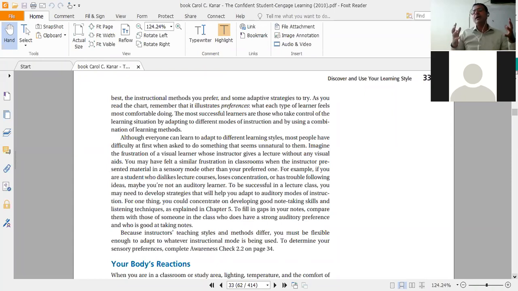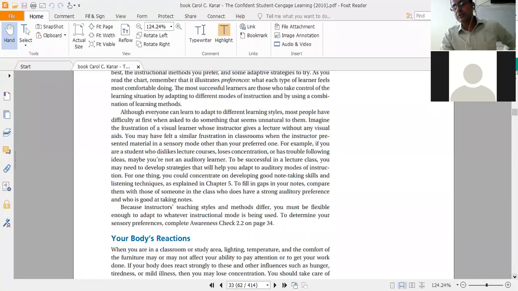तो अच्छा लर्नर वही है जो विजुअल भी हो, एट द सेम टाइम ऑडिटरी भी हो और बाय डूइंग, तीनों को यूज करें. लेकिन अगेन इसमें भी कुछ जो होते हैं उनकी कुछ सेंसेस ज्यादा अच्छा काम कर रहे होते हैं, वो विजुअल ज्यादा होते हैं या ऑडिटरी ज्यादा होते हैं या टेक्टाइल ज्यादा होते हैं. लेकिन अच्छी चीज ये है कि तीनों को आप यूज करें. Although everyone can learn to adapt to different learning styles, most people have difficulty at first when asked to do what seems unnatural to them.